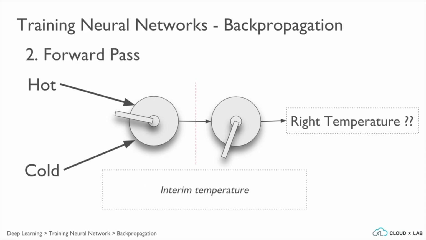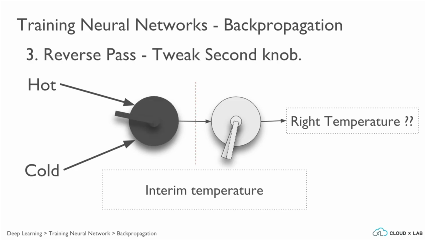Based on the position of the knobs, we calculate the temperature of water that is coming out from the first knob, the interim temperature, and also find out the temperature of water that is coming out. And then note the difference in the temperature with respect to the ideal temperature. This is called the forward pass. Now we start the back pass.